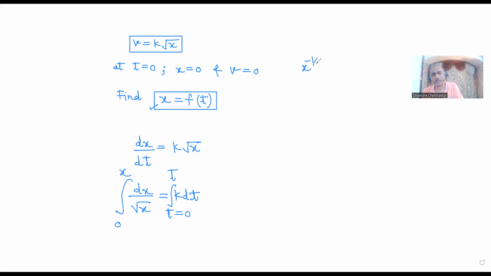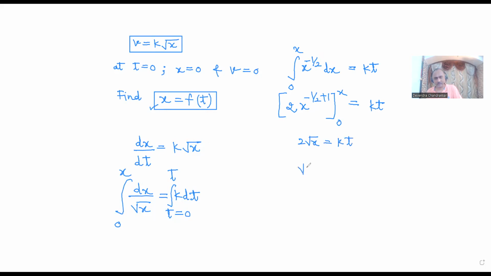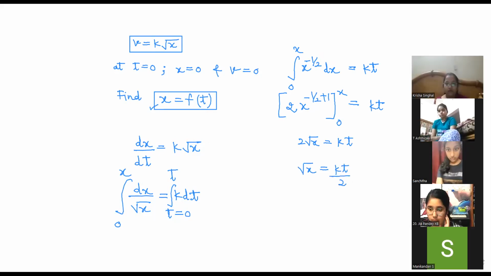So this is x to the power minus 1 by 2 dx, integral from 0 to x is equal to kt. Now this is how much? Minus 1 by 2 plus 1, which gives a factor of 2, because we are adding 1 to minus 1 by 2. This is from 0 to x is equal to kt, right? So this is 2 root of x is equal to kt. Now I have root x as kt by 2. Now shall I leave it like this, or should I square it and write this? Tell me, what do I need to do?